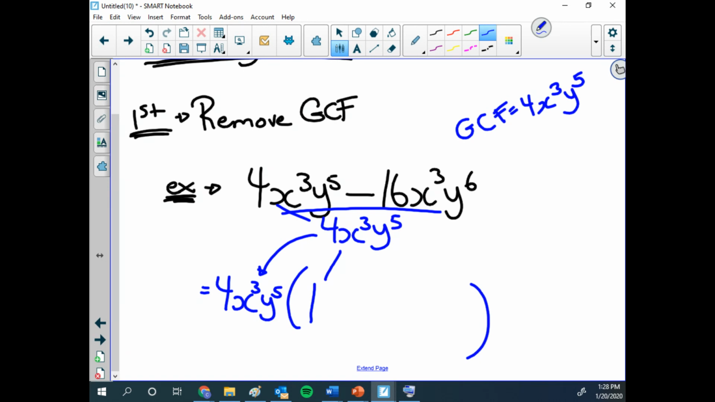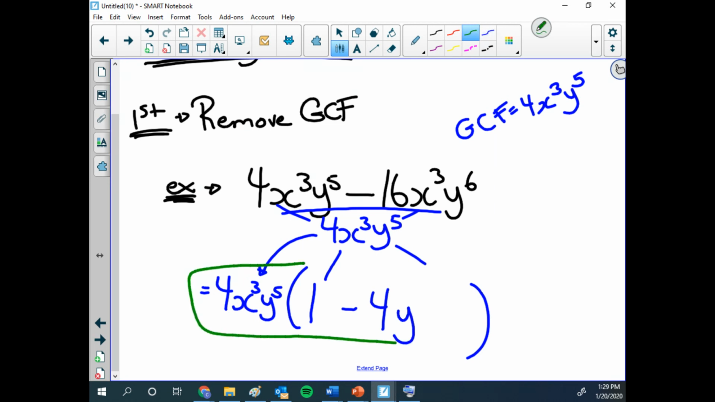The next one would be this. So negative 16x cubed y^6 divided by 4x cubed y^5. Negative 16 divided by 4 is going to give me a negative 4. The x cubes would cancel each other out, and I'd be left with y. And so there is my final answer in factored form.